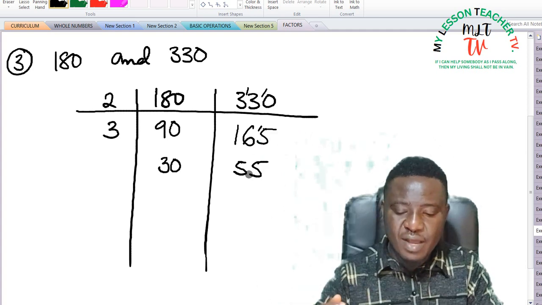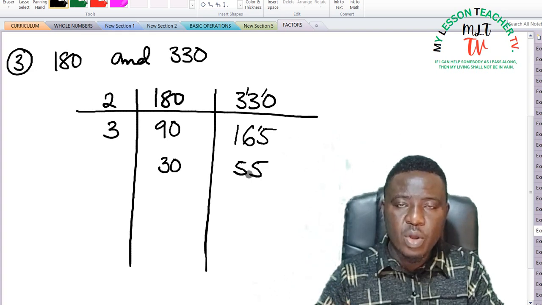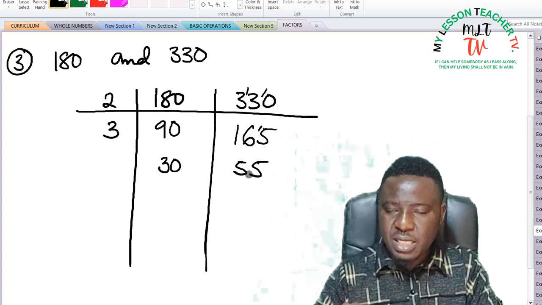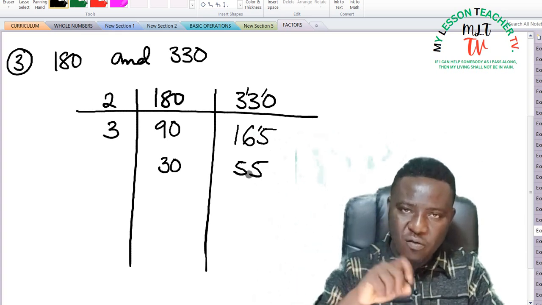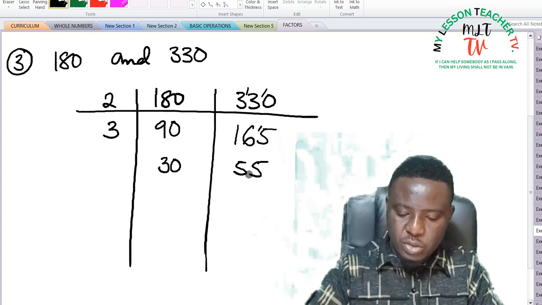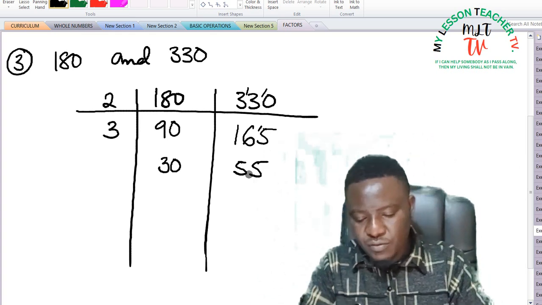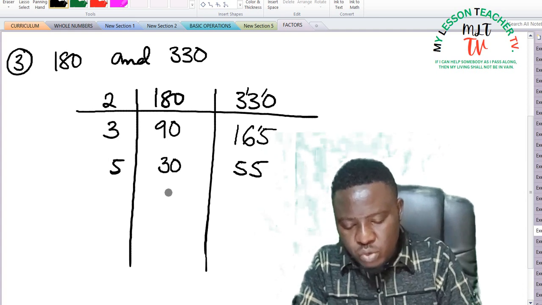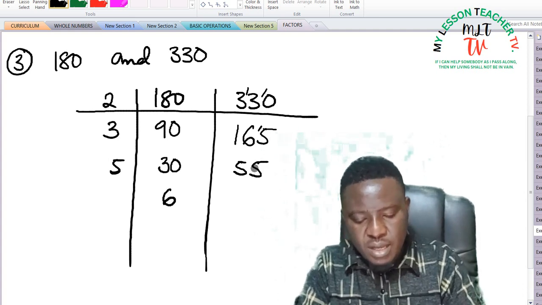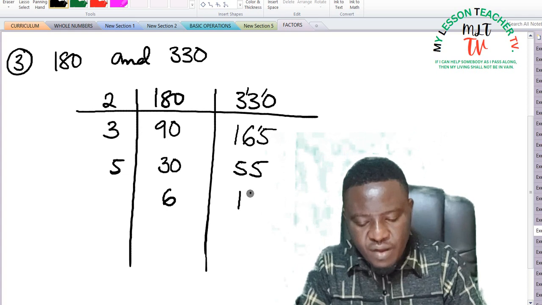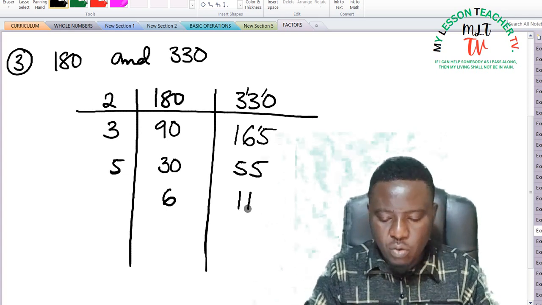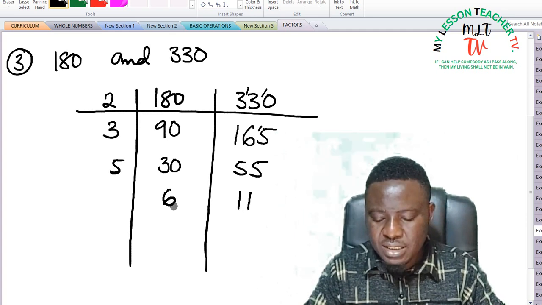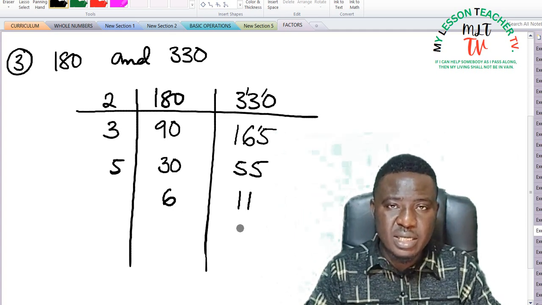30 is divisible by 5 and 55 is divisible by 5. What are the conditions for a number to be divisible by 5? It states that the last digit must either be a 0 or 5. So these two meet that condition, therefore they are both divisible by 5. So 5 into 30 is 6 times and 5 into 55 is 11 times. At this point, there is no factor that can divide 6 and 11 without remainder.